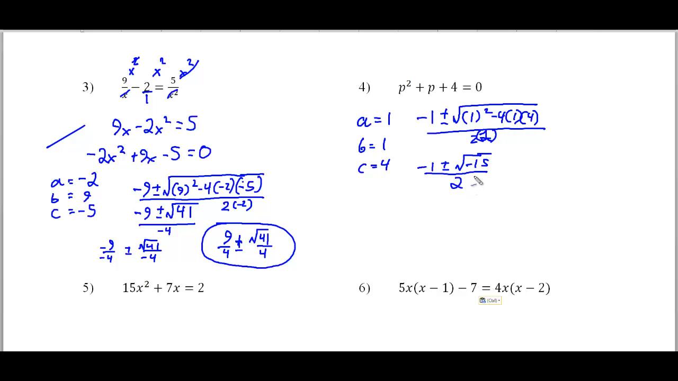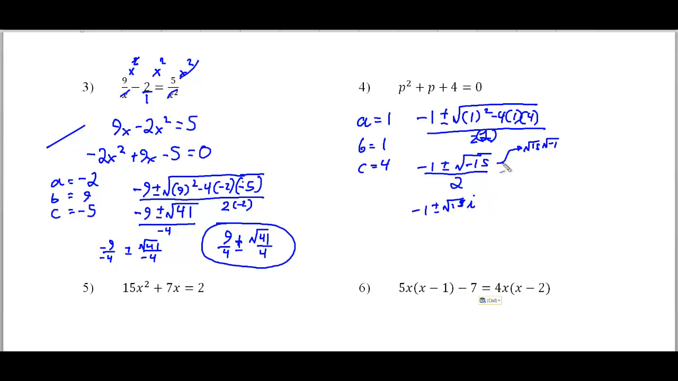Now, from the previous chapter in section 8, we dealt with the square root of negative numbers. This is a situation where you have an imaginary number. So we're going to split this into the square root of 15 times the square root of negative 1. That way we have negative 1 plus or minus the square root of 15i.